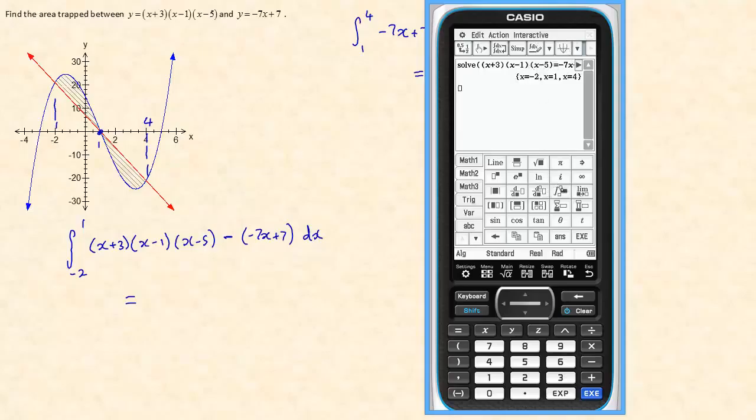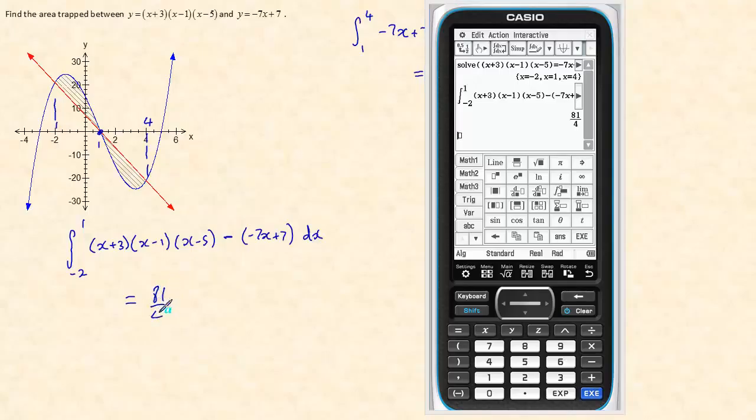So let's integrate from -2 to 1, and we have (x + 3)(x - 1)(x - 5) take away -7x + 7, and just make sure we've got a dx on the end there, and indeed we get a positive answer, which we'd expect because we did blue take away red, and blue is above red.